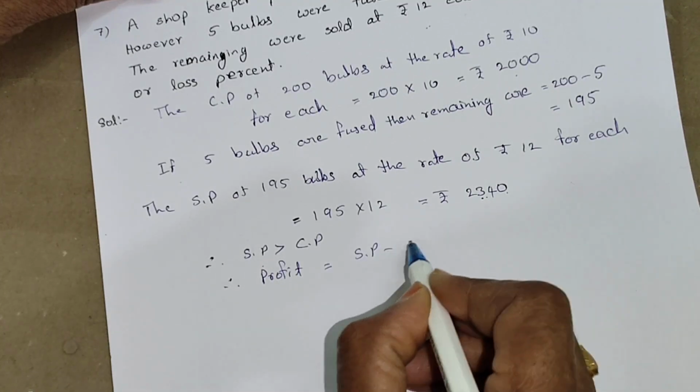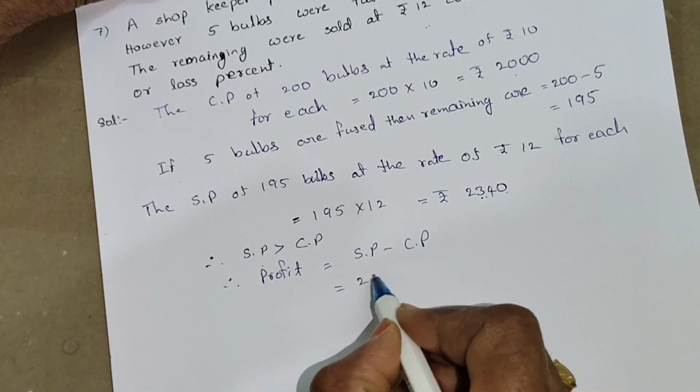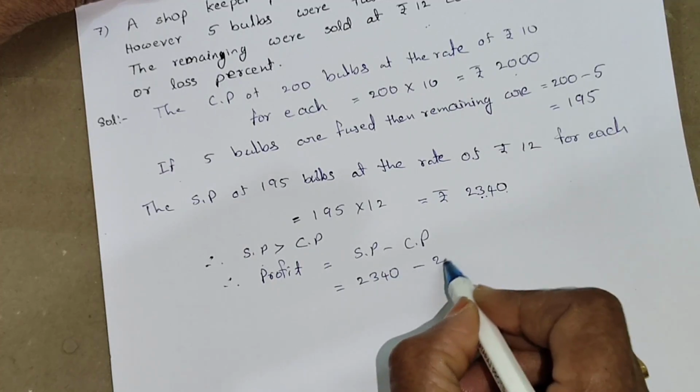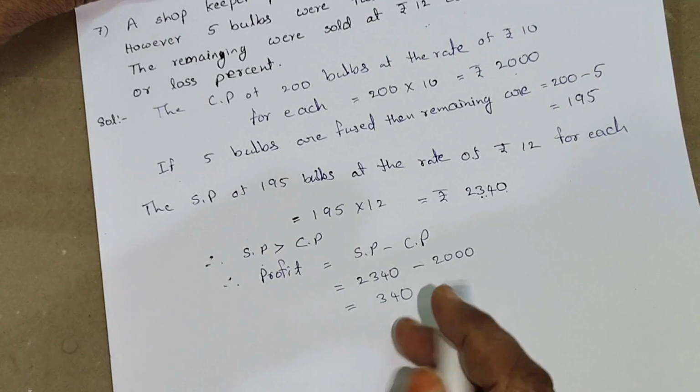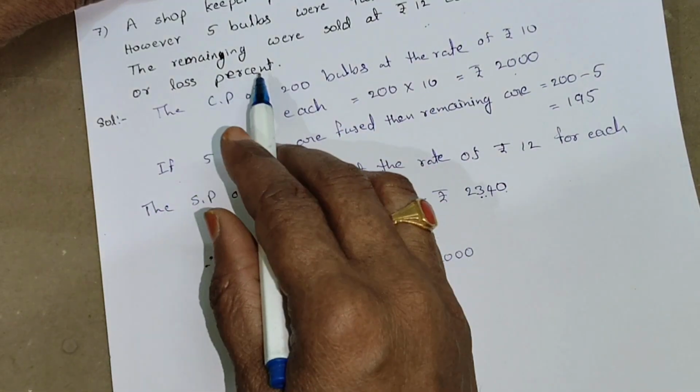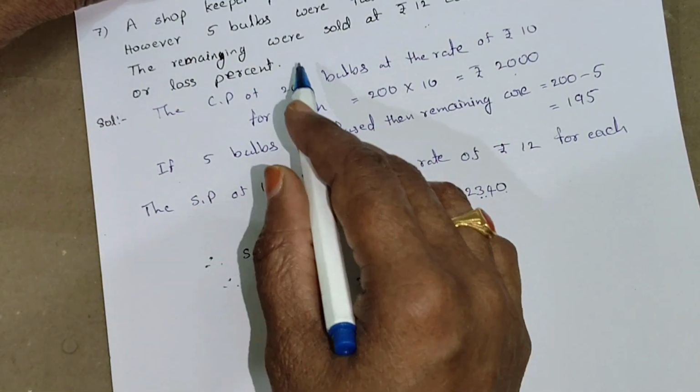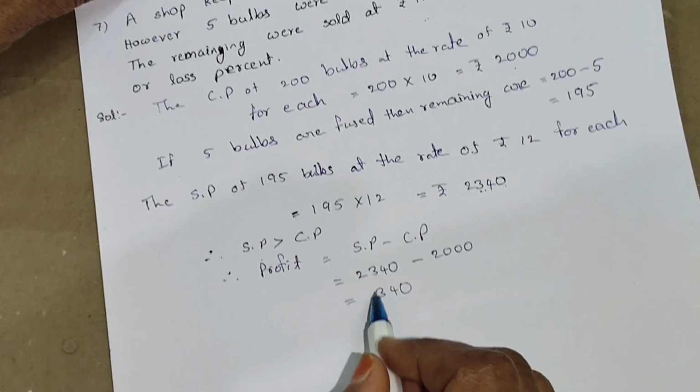Profit is equal to selling price minus cost price. Here the selling price is 2340 minus the cost price 2000. So 340 is the profit. Now the question asks for the profit or loss percentage.